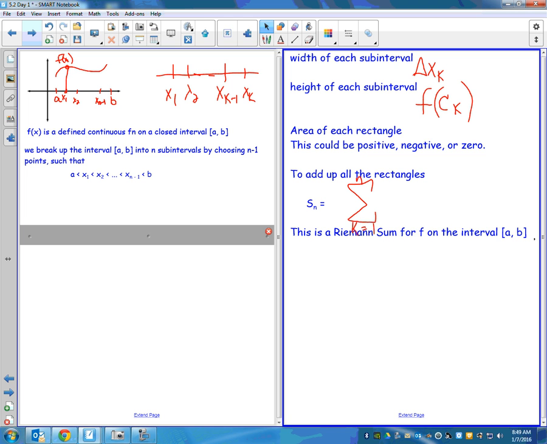So I'm going to write it. I'm going to do the height first. I'm going to say that's f of c sub k. So that's my height every time. Times the change in x sub k.